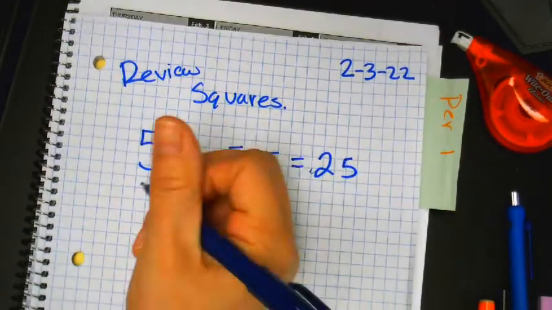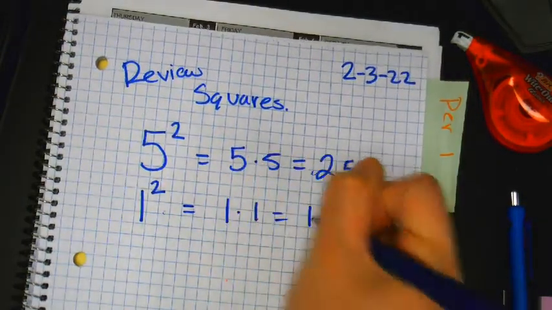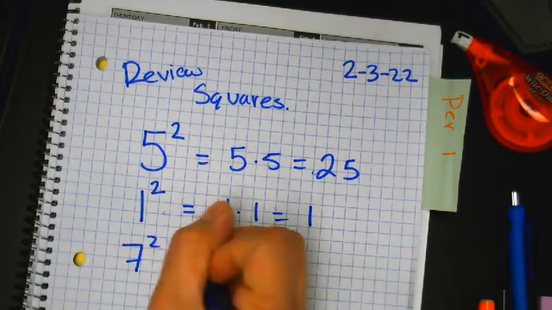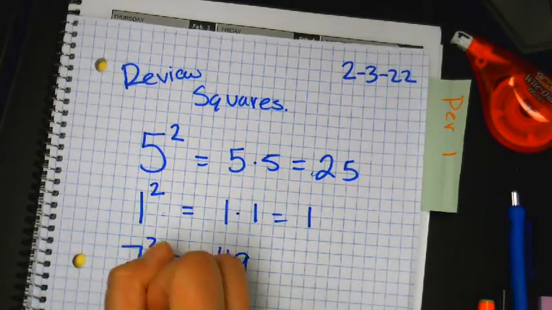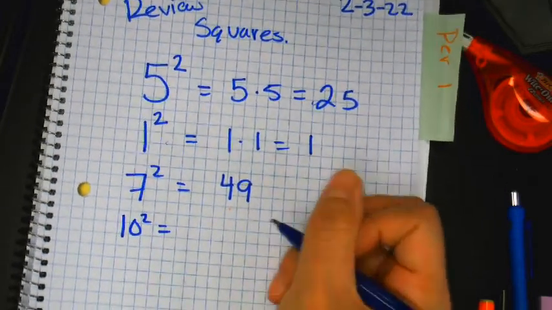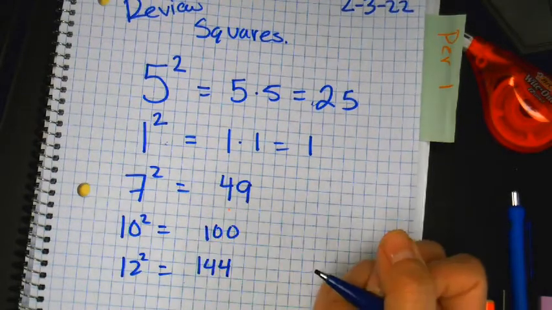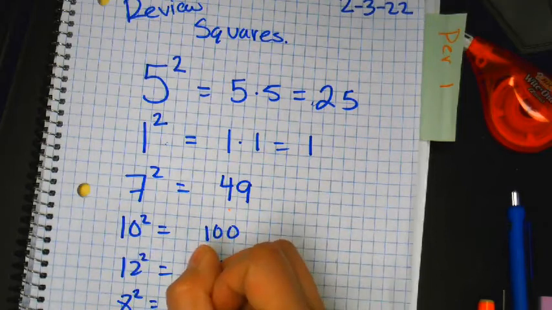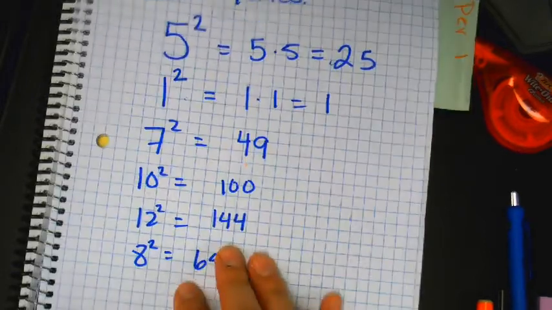Okay. Yeah, we already did this. What's 1 squared? 1 times 1, which is 1. All right. 7 squared, what's the answer? 49. Good. Write this down, Achilles. 10 squared. 100. 12 squared. 144. 8 squared. 64. Good. Correct. Okay. Are we okay with this? So I'm going to need this next week.